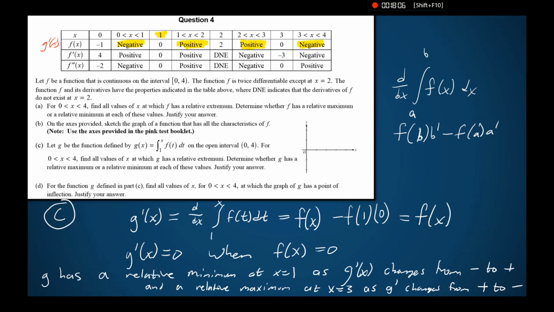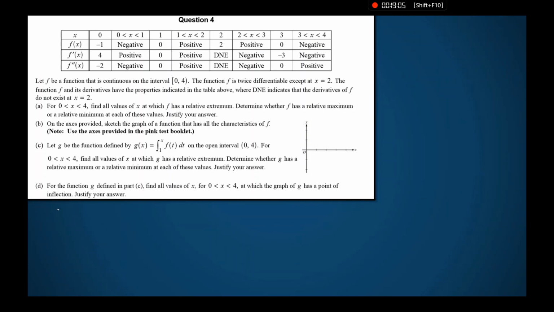Okay, so with that, where would g have a point of inflection? What has to be true to have a point of inflection? Okay, second derivative is 0 or undefined, and it has to change concavity. Okay, so one more time. We are looking at this line here for our second derivative of g.